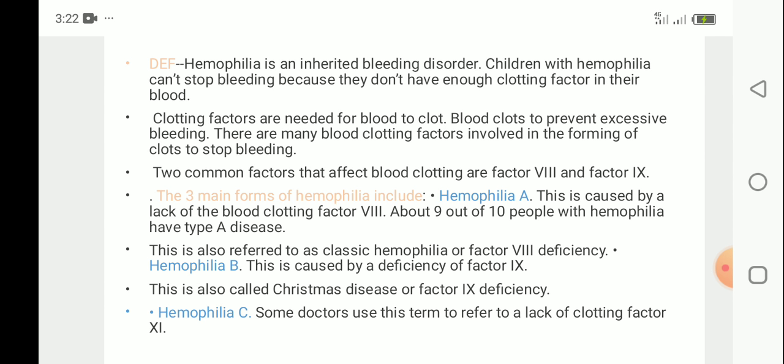Due to these deficiencies only, hemophilia is seen, and usually out of every 10 patients, 9 will suffer from hemophilia A, and the remaining 1 patient will suffer from hemophilia B and C.